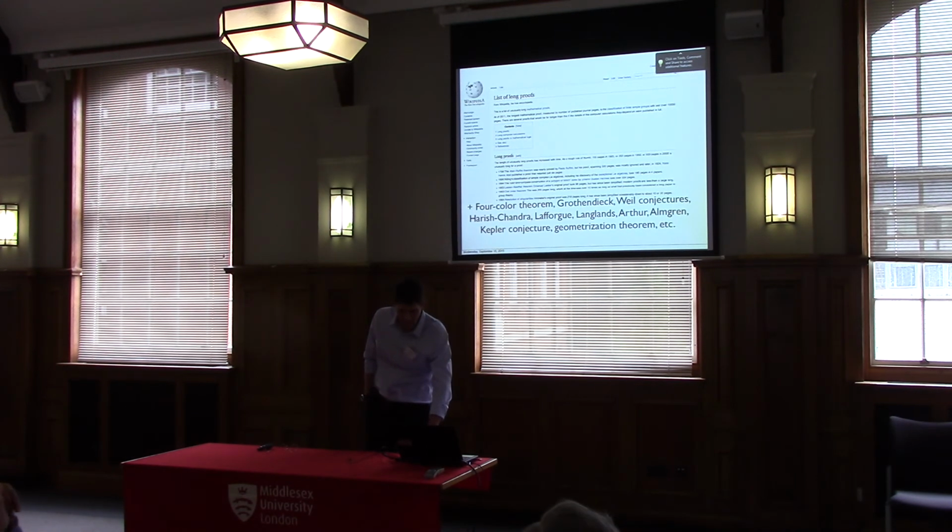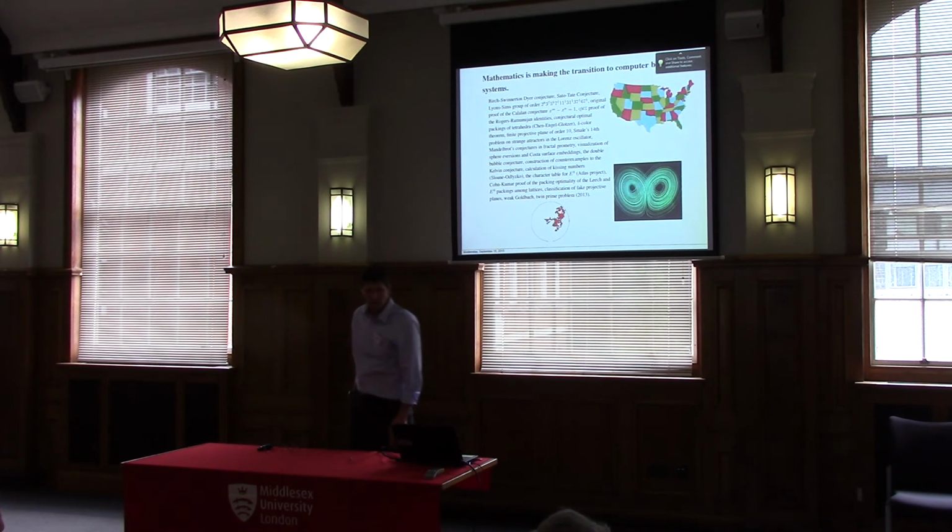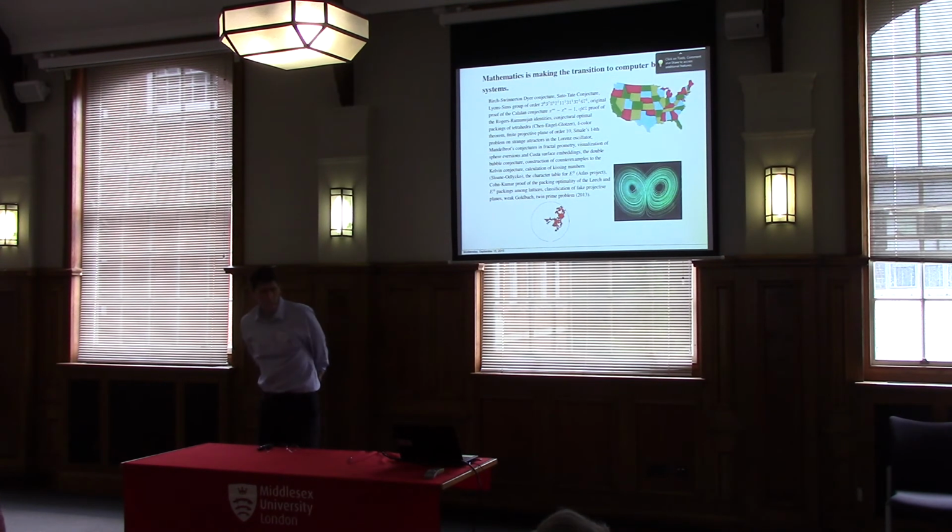and it's just becoming increasingly difficult for people to be on top of all the proofs of all of these long results. Second reason I want to give is just that mathematics is making a transition from traditional paper-based mathematics to computer-based mathematics. This is by no means an exhaustive list. I just put up a list of a few of my favorite examples of ways that computers are used in mathematics, either to formulate conjectures or to find counterexamples or to prove theorems.